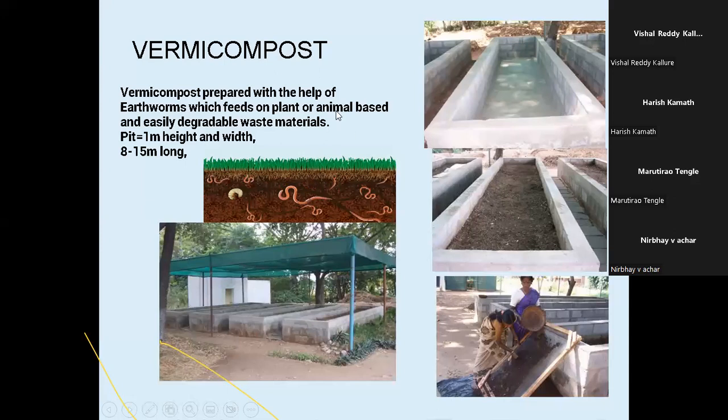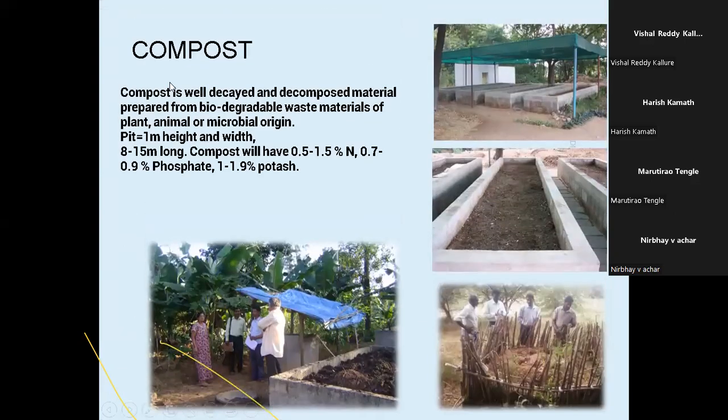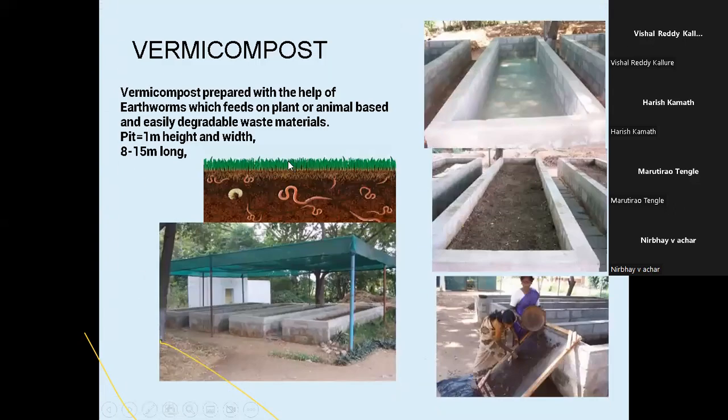It will also take 2 months for preparation of vermicompost. This is richer in nutrients compared to compost. In compost, it is 0.5 to 1.5% nitrogen, 0.7 to 0.9% phosphorus, and 1 to 1.9% potash, but in vermicompost it will be slightly higher. Vermicompost is also rich in some other micronutrients, and it also has some biostimulants which will improve soil and plant growth.